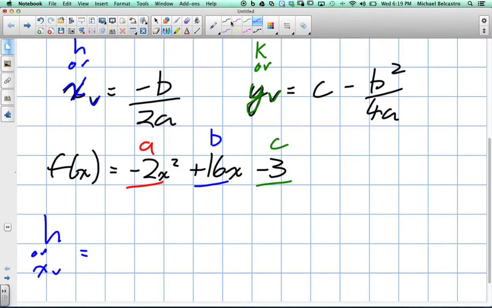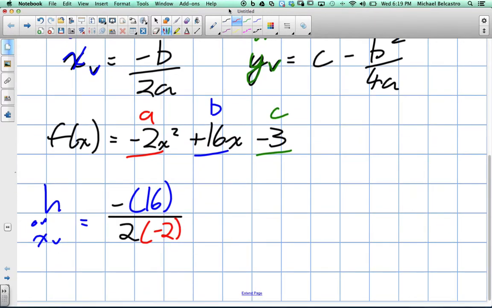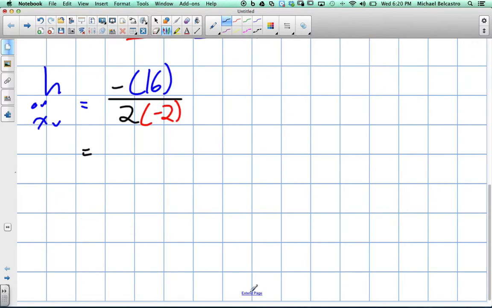That's going to be equal to -b. So I'm going to write negative, and remember b is 16. 16 divided by 2 times the a value, and the a value is -2. We just have to remember our BEDMAS in order to solve this, okay? That negative is kind of like it's outside the brackets. Essentially, this becomes -16 divided by 2 times -2, which is -4, okay? If you take a calculator out and solve this, it's actually going to be the number 4. So your h value is 4, okay? We'll plug it in after.